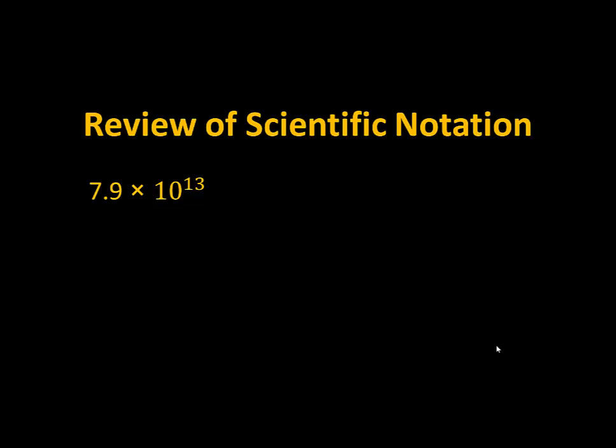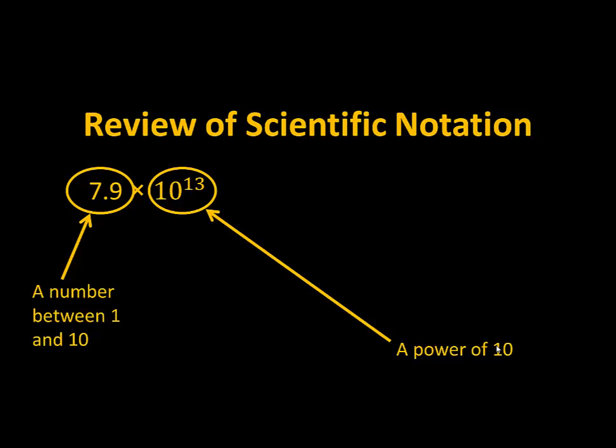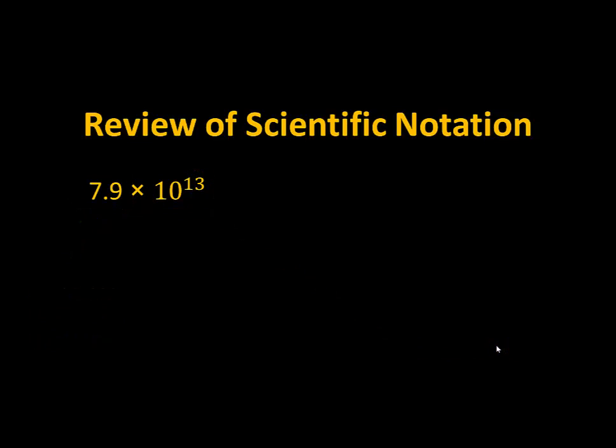It's nearly always in this same format, with a number between 1 and 10, in this case 7.9, and x that symbolizes multiplication, and a power of 10, in this case 10 to the 13th. Here's another number written in scientific notation. Again, a number between 1 and 10, the 2.31, and x, and a power of 10. The negative exponent on the 10 here tells us this is a small number between 0 and 1. The negative exponent has nothing to do with the sign of the number itself.